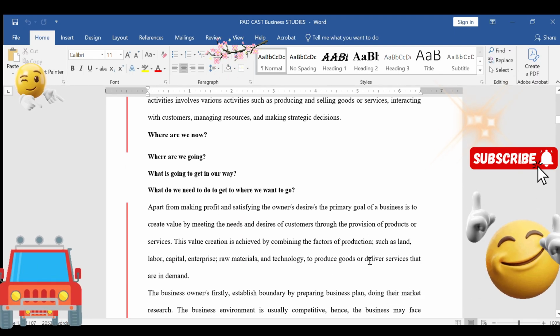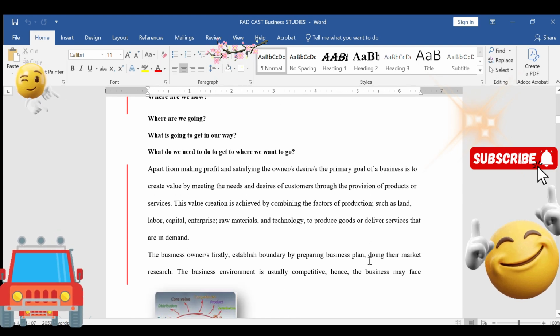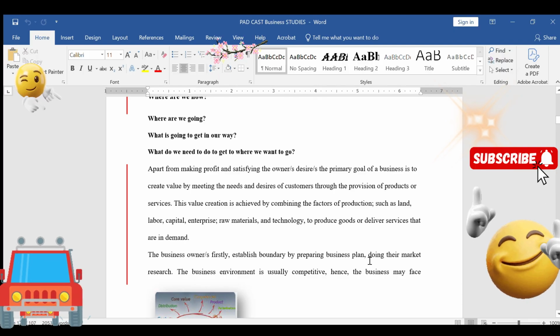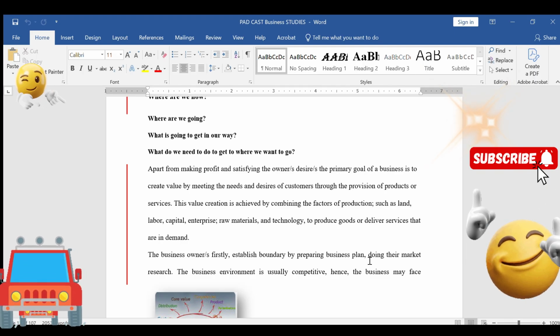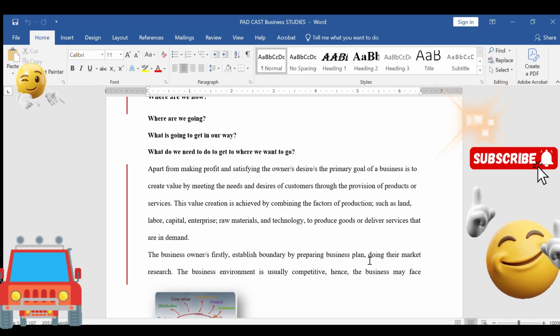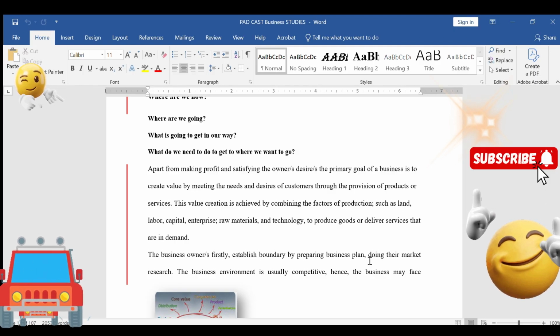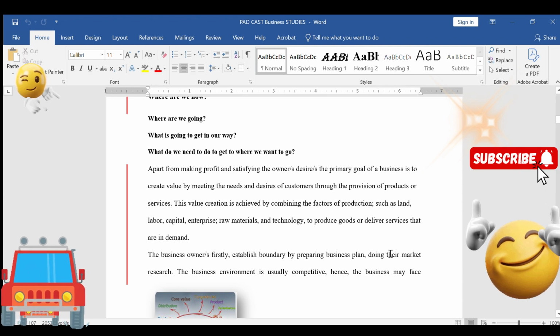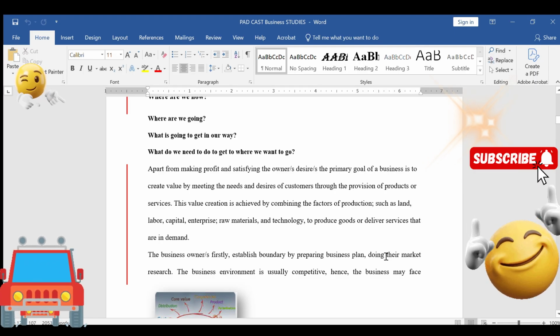Apart from making profit, the owner's desire, the primary goal of a business is to create value by meeting the needs and desires of customers through the provision of products or services. This value creation is achieved by combining the factors of production such as land, capital, labor, enterprise, raw material, and technology to produce goods or deliver services that are in demand.